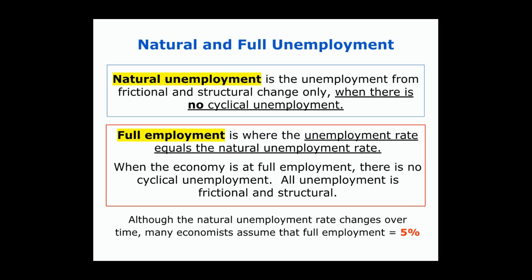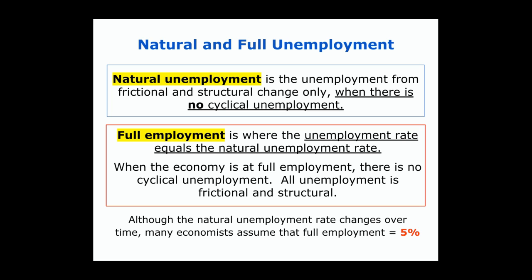So you see, we use the sources of unemployment to try to understand the natural rate of unemployment when there's no cyclical unemployment. And when we have no cyclical unemployment, we say we're at full employment, that the labor resources are fully utilized. Now, the natural rate of unemployment or full employment rate can vary over time.